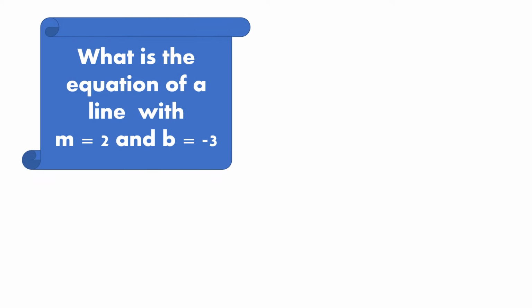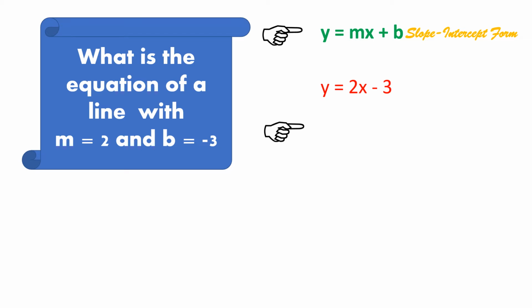Our first example is what is the equation of a line with m is 2 and b is negative 3. Our m is the slope and b is the y-intercept. So since the given are slope and y-intercept, we will be using the slope-intercept form. So let us now substitute the values of m and b. So our equation will become y is equal to 2x minus 3, and we need to write it in standard form. Remember that the standard form is ax plus by is equal to c.